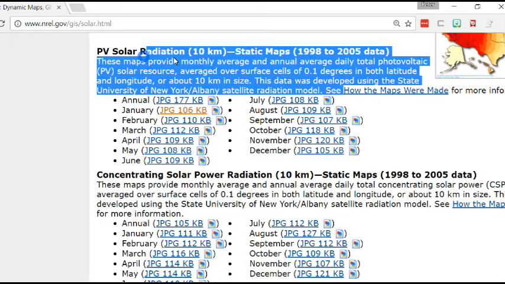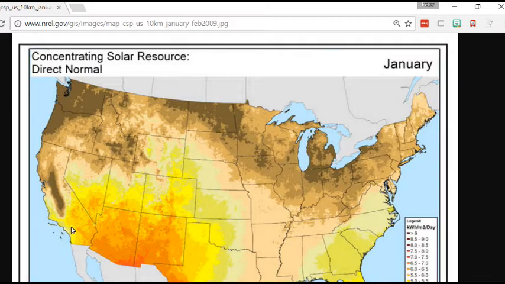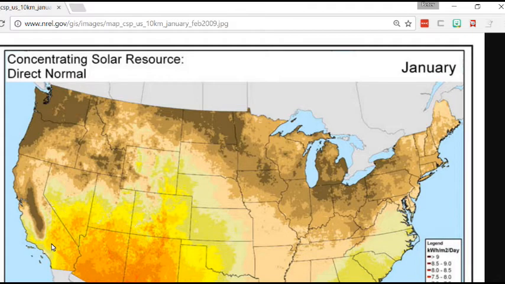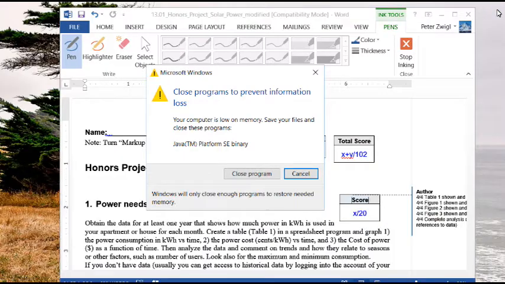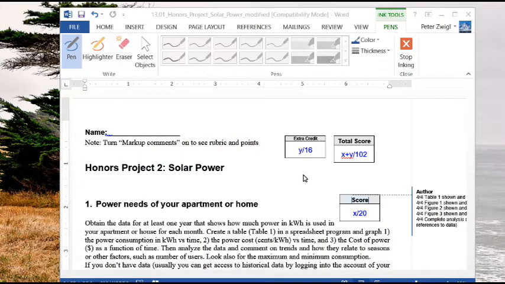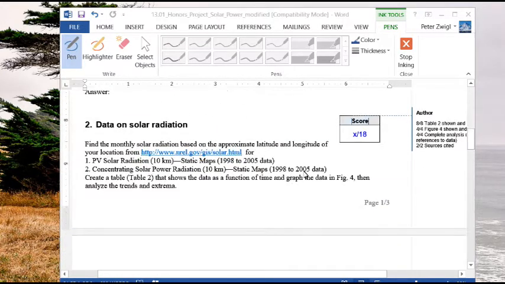Here you have it for PV as well as concentrating solar power. I might have flipped it around. Solar concentrate, I think SC, CSP, it's called CSP. You're right. And so you use these maps here. I click on one of them where you are to find as good as you can. You can zoom in a little bit to find your value and go through one after another. Guess what? You're going to graph those things too, and that's your second big part.